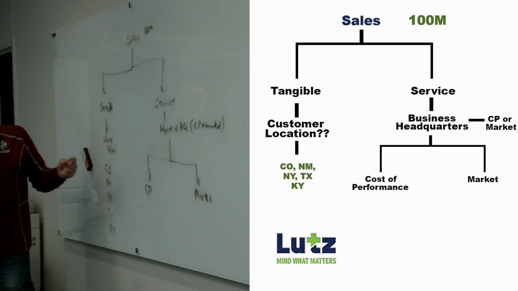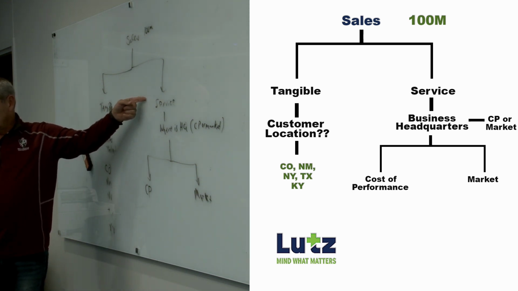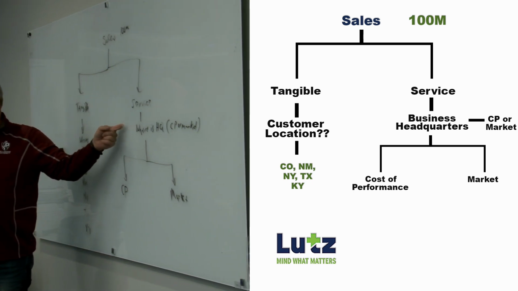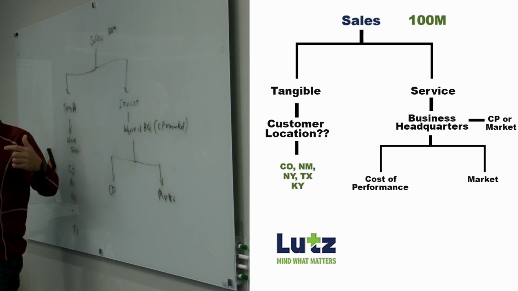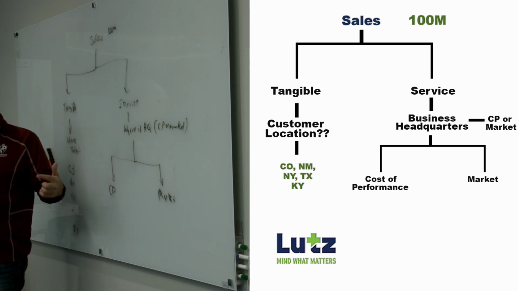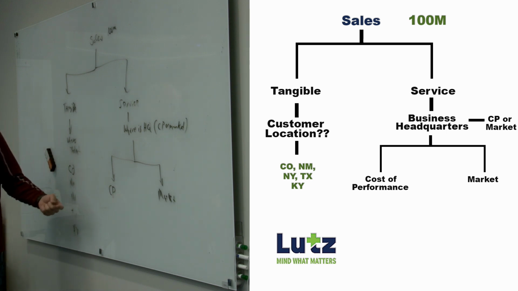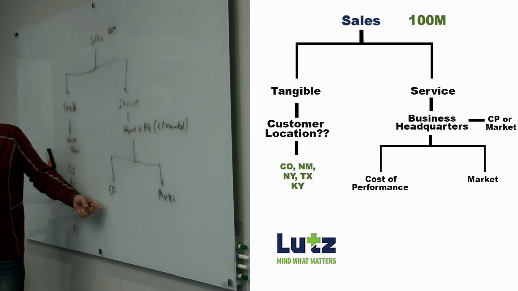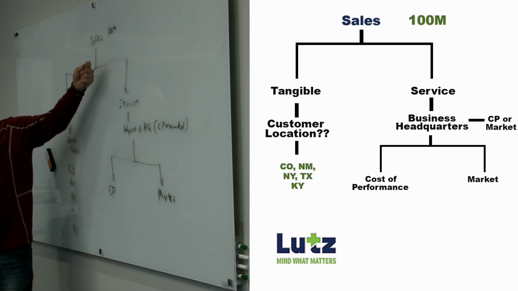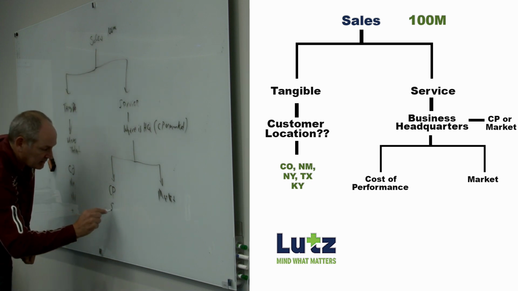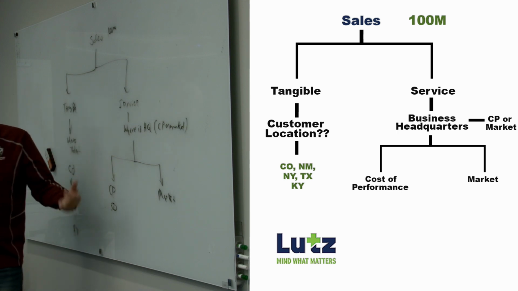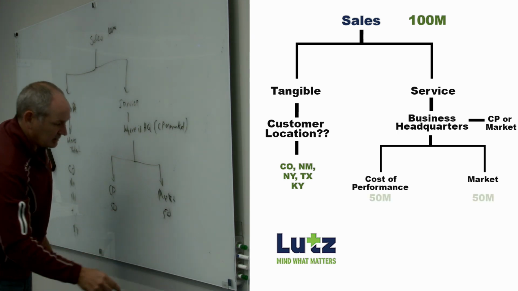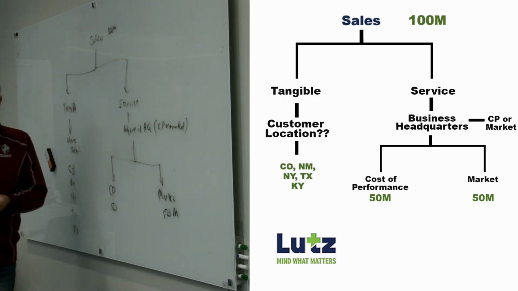But if you go down this side, it's service. You have to say, well, where's headquarters? Well, it's in Nebraska or wherever. And you have to figure out whether it's cost of performance or whether it's market. And then you have to say, well, where's my customer? So now I've got this $100 million that's being generated by headquarters. And if it's a cost of performance state, then I've got to figure out the $100 million, how much, I'm going to say 50 million is in cost of performance states, and 50 million is in market states.